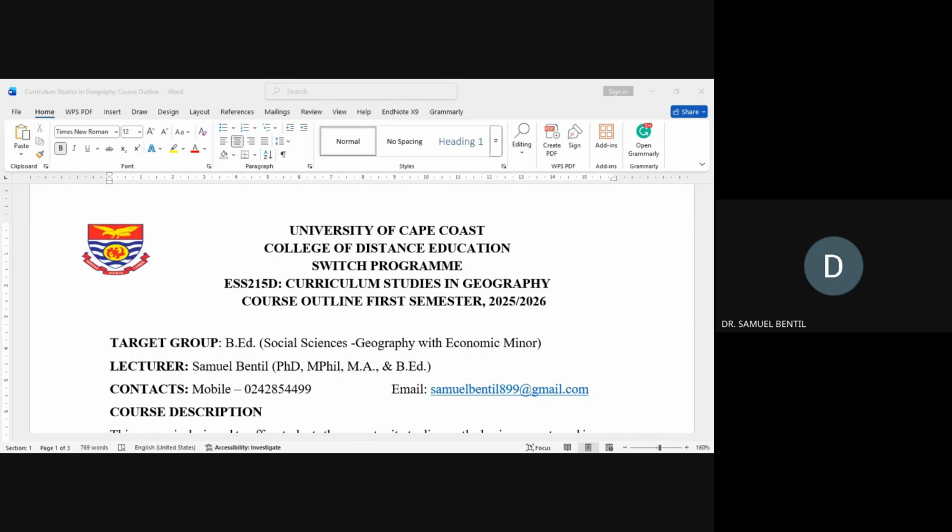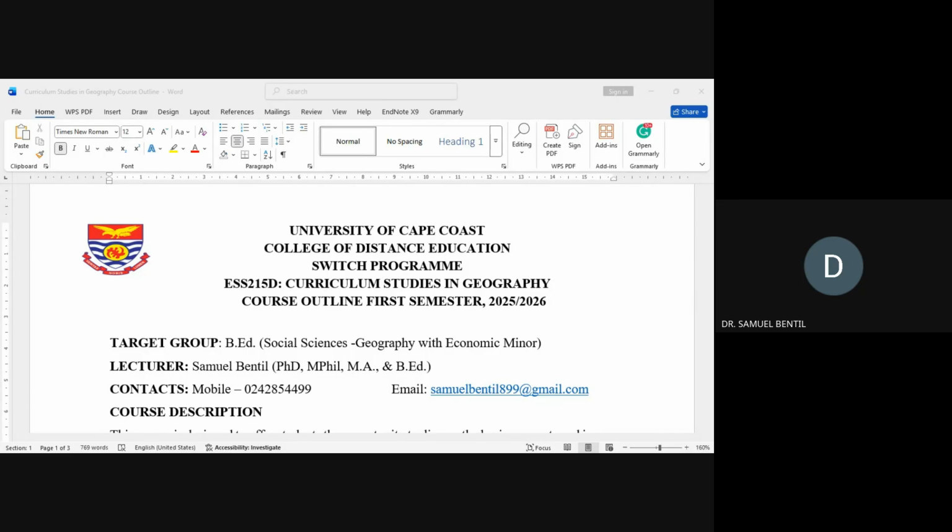Yes, so this course is curriculum studies in geography. This is the course outline. We want to go through what we are going to do within this course. Then from there, we start with the first unit. If you're able to finish the first unit, we'll look at the second unit. Normally, as usual, I always take 2 units at a time so that we'll have time for the conference and discussion that we are going to do.